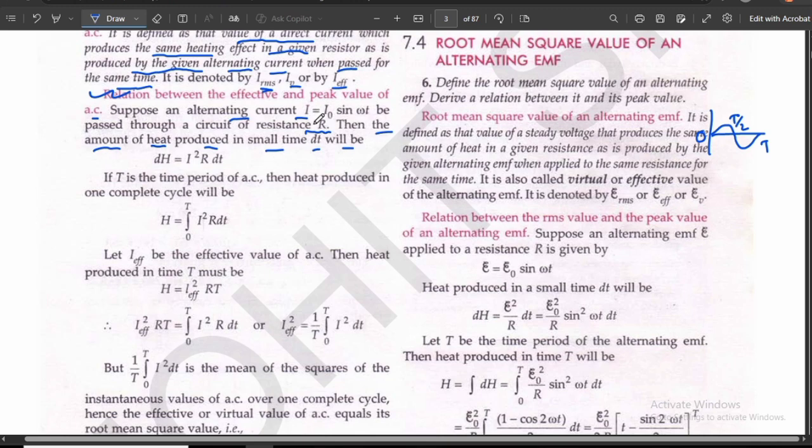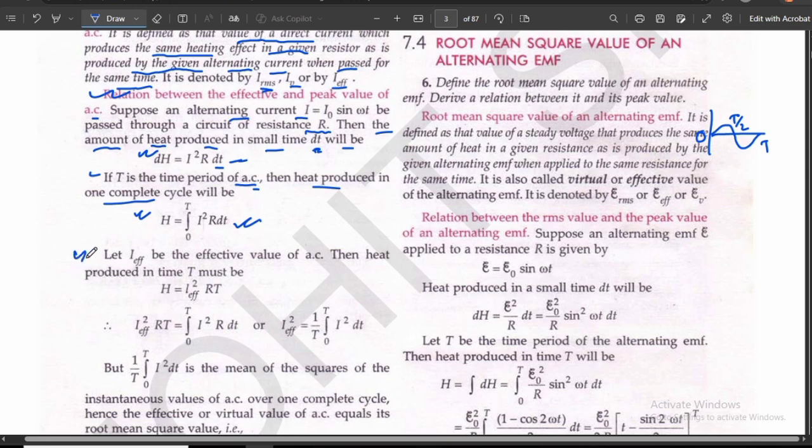From the Joule heating effect, we know that H equals I square R T. So for a small time dt, the heat produced will be dH equals I square R dt, the heat produced in the resistance R. Now if T is the time period of AC, then the heat produced in one complete cycle will be, let's take the integration, H equals integral from 0 to T of I square R dt. This is the heat produced in one complete cycle.